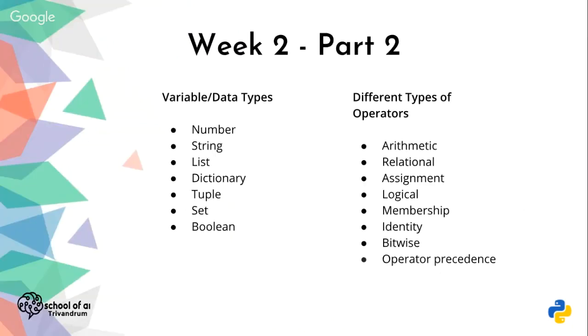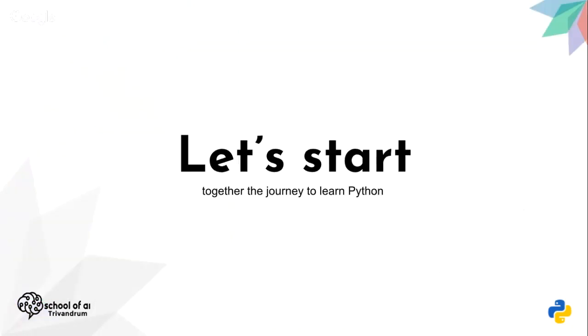Today, we will be completing the different types of data, that is numbers, list, strings, dictionary, tuple, set, boolean, etc. Then we will also look at different types of operators: arithmetic, relational, assignment, logic, membership, identity, etc. This is the content that we will be taking today. So let's get started.